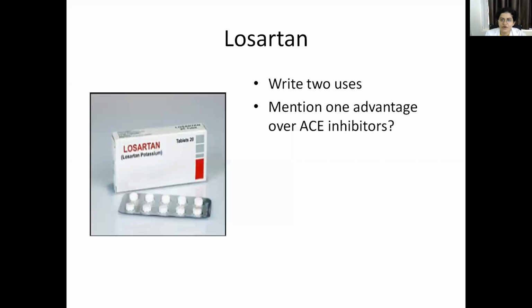So for losartan, what is one advantage over ACE inhibitors? These are ARBs, that is, angiotensin receptor blockers, so they have nothing to do with the ACE enzyme. Bradykinin will be degraded as usual, so there is no accumulation of bradykinin. The advantage is that it causes no brassy cough and no angioedema.